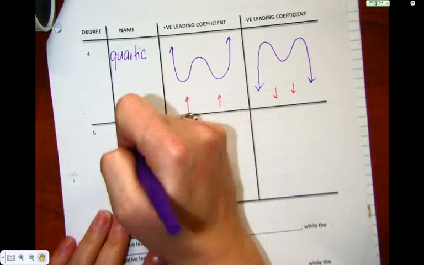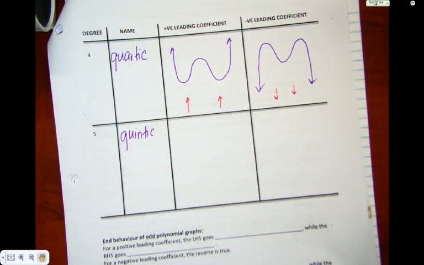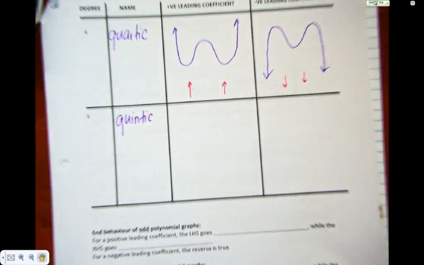What do we call it? Quintic. God forbid someone have 5 babies. They're called quints.